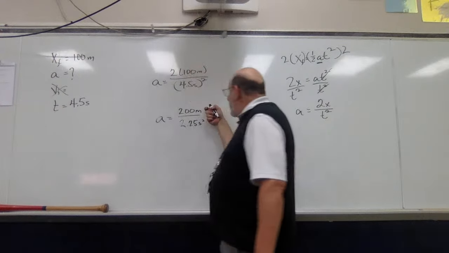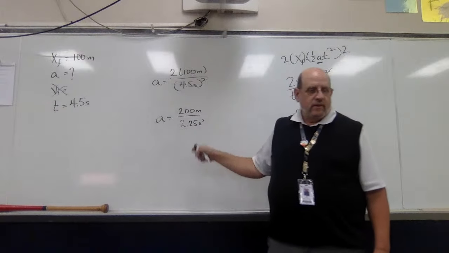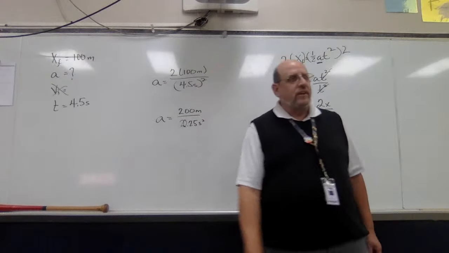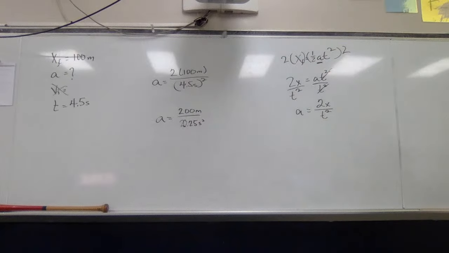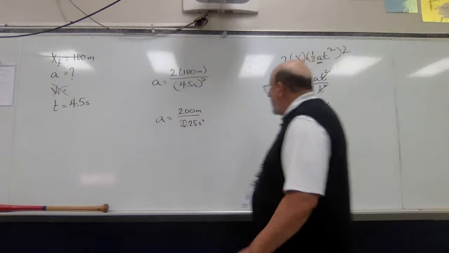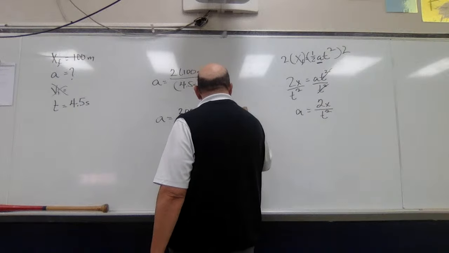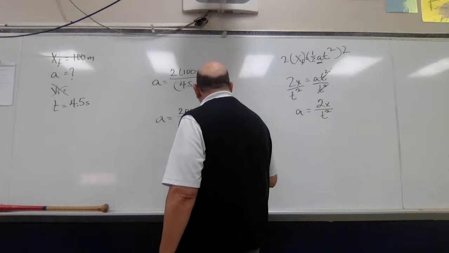Okay, so now we have that meters over second squared, right? 20.25. All right, so 9.88 meters per second, which is just about 9.9. 9 and 9/10 meters a second.